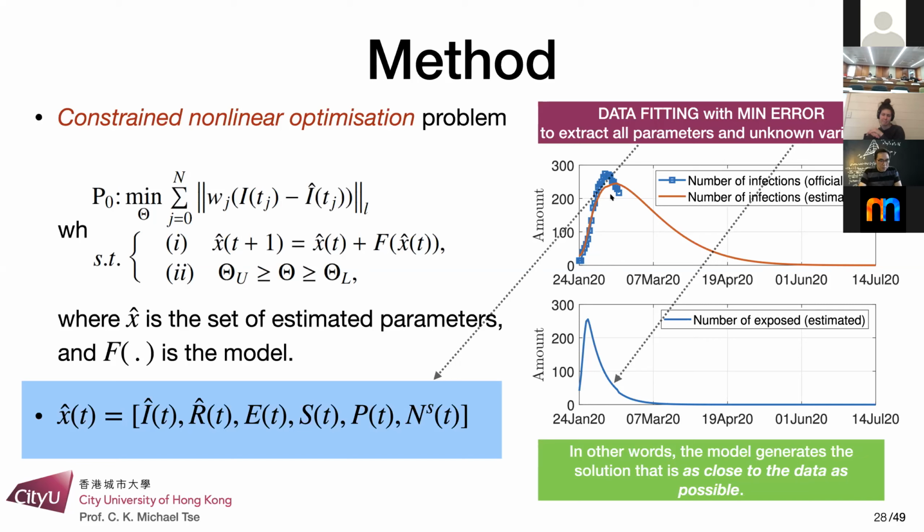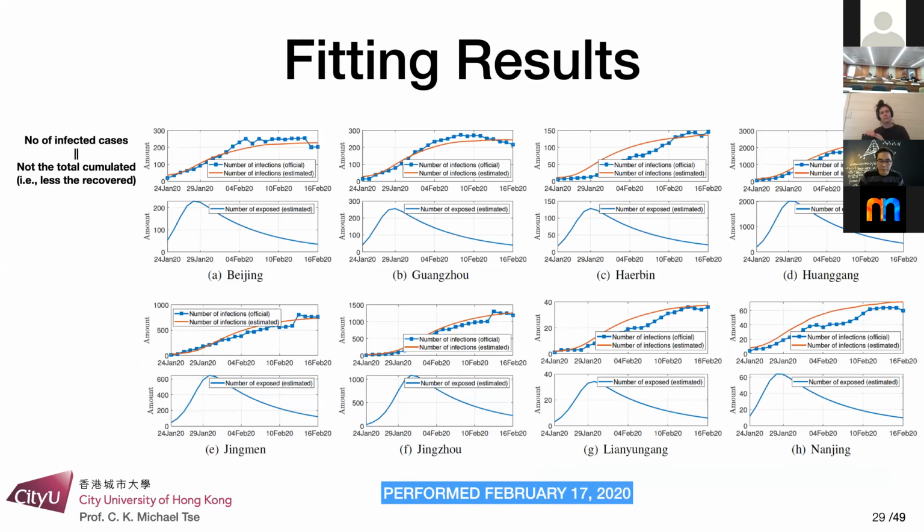Oh, one more thing. Note that not only the parameters are unknown. In fact, we have a few more unknowns corresponding to the states of the system, namely E(t), which is the number of exposed people, and so this has to be estimated as well. This E(t) is not available from the data. The data only provide I and R, but there's no E. So the curve down here is actually our estimated number of E. In other words, the data fitting is not just to estimate the parameters, but also the unknown states as well.